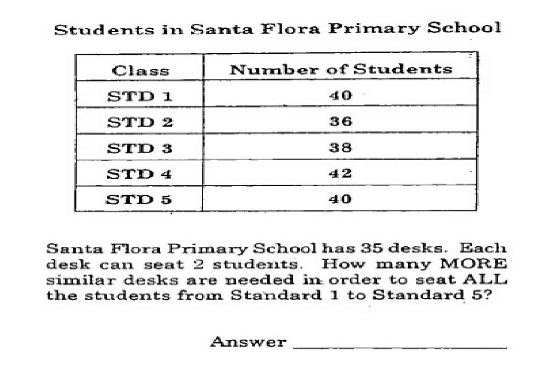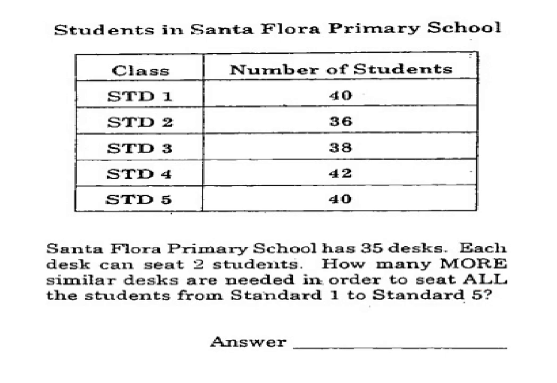Okay, so we have students in Santa Flora Primary School. Flora Primary School has 35 desks, as you're saying. They say each desk can seat 2 students. So not 3, not 4, but 2, right? And no one by itself. How many more similar desks are needed in order to seat all the students from standards 1 to 5?